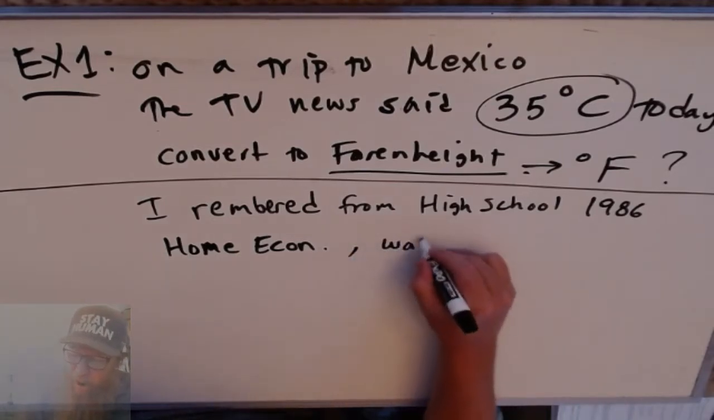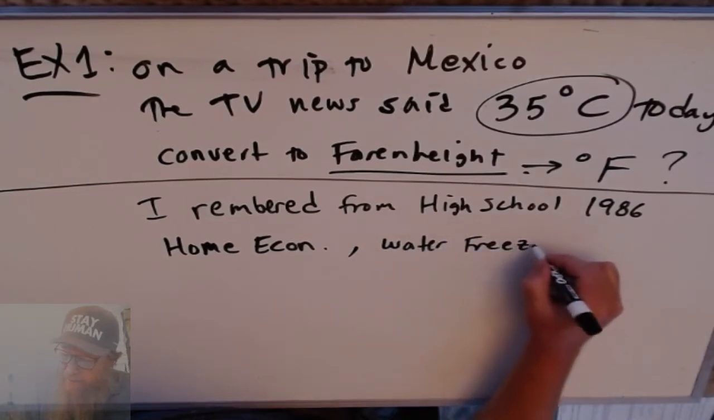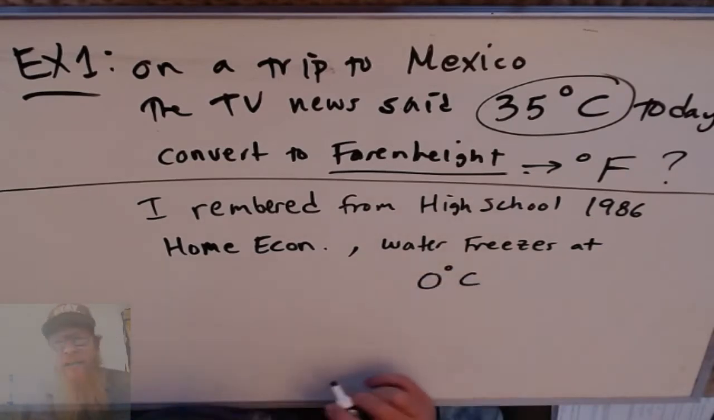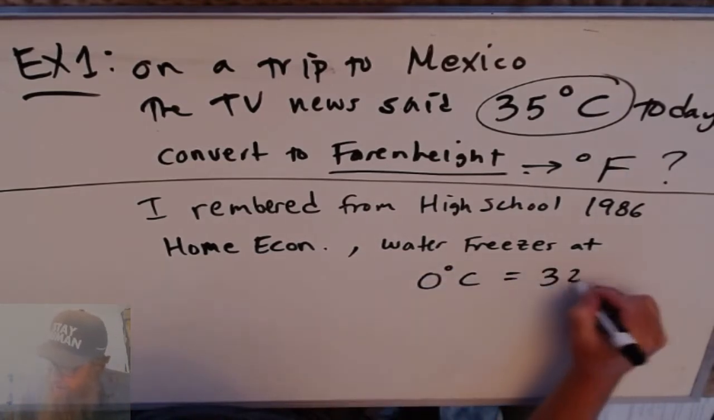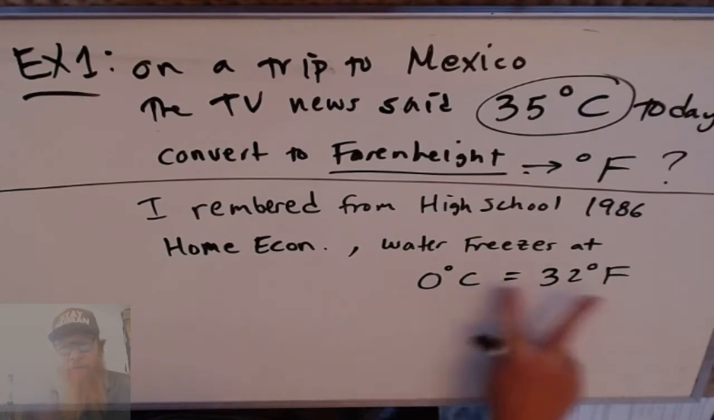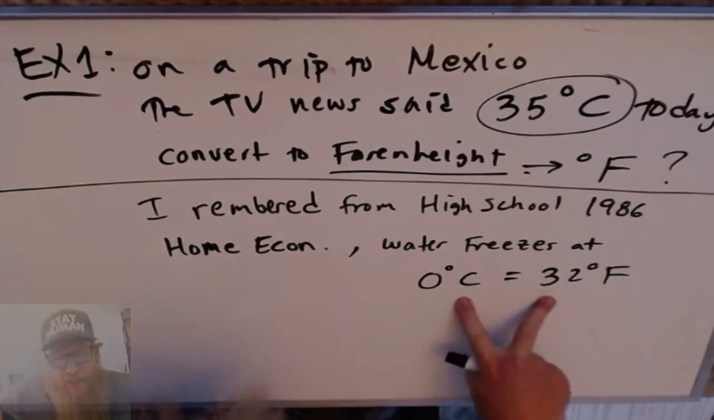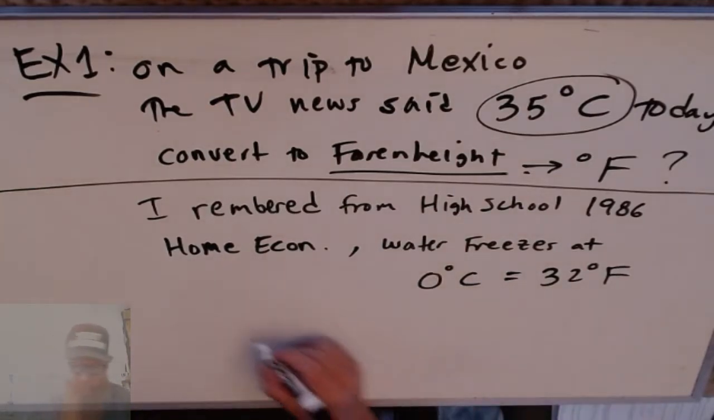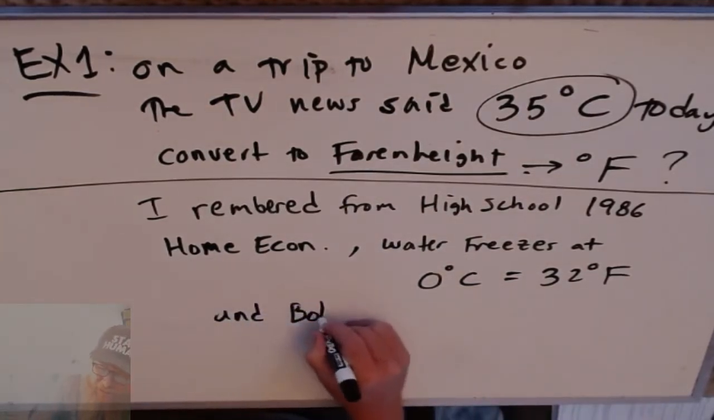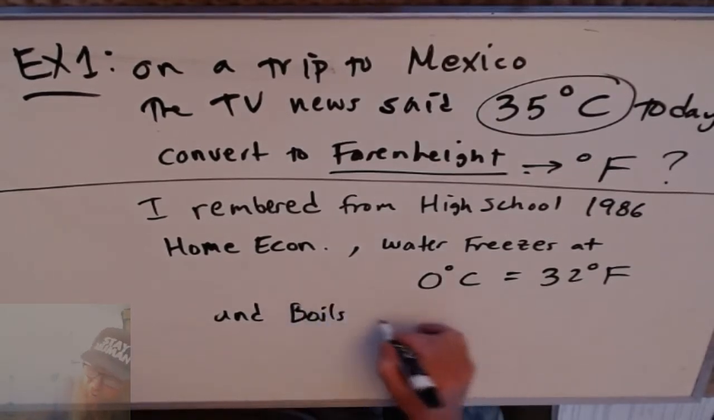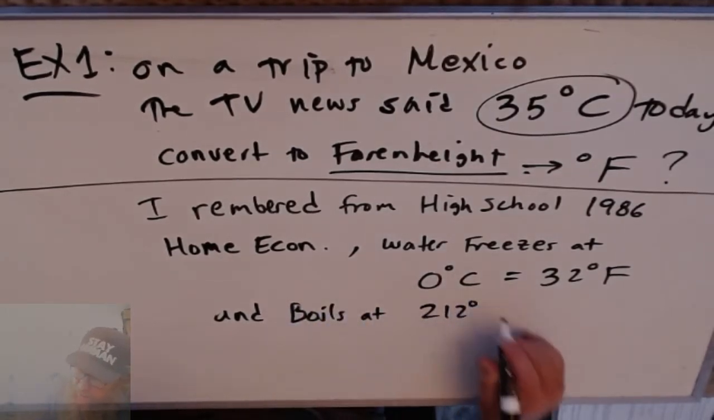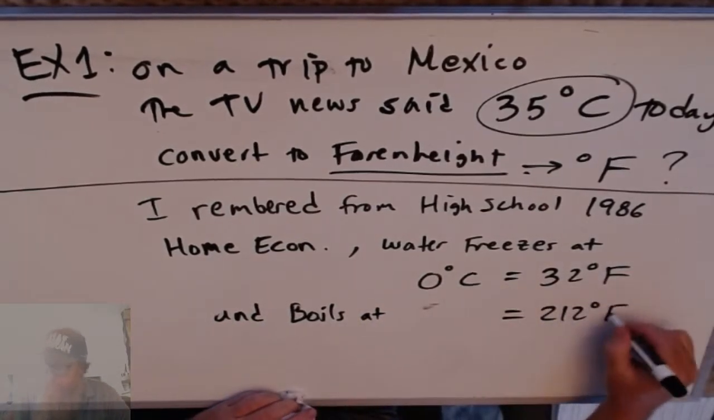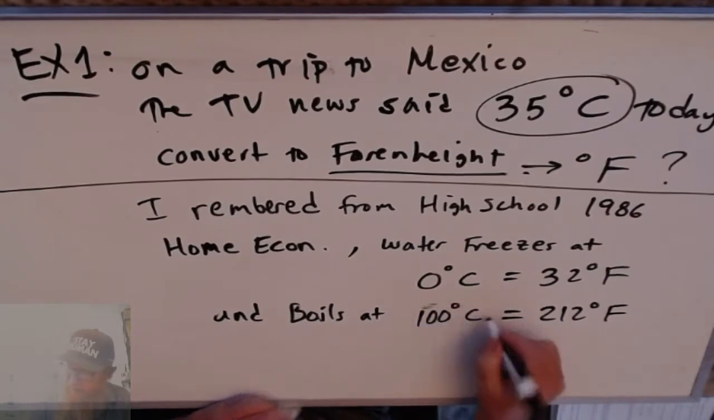And I learned that water freezes at 0 degrees Celsius and 32 degrees Fahrenheit. So I remembered that there was an equivalency there, that these numbers were equivalent. 0 Celsius is freezing, which is 32 Fahrenheit. And you can boil water at 212 degrees Fahrenheit, which is equal to 100 degrees Celsius.